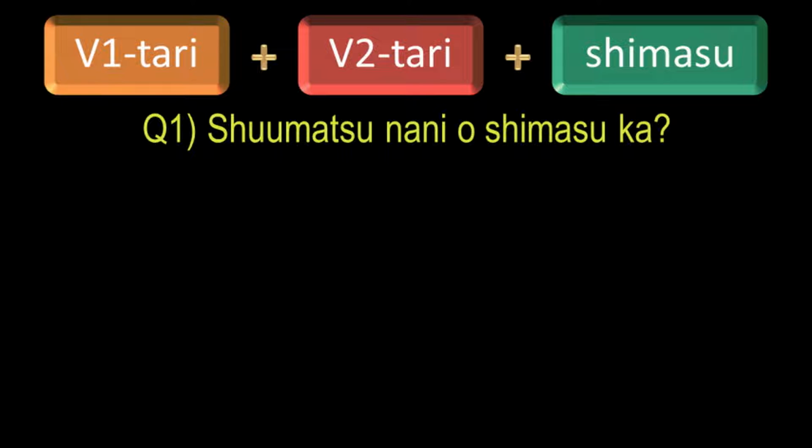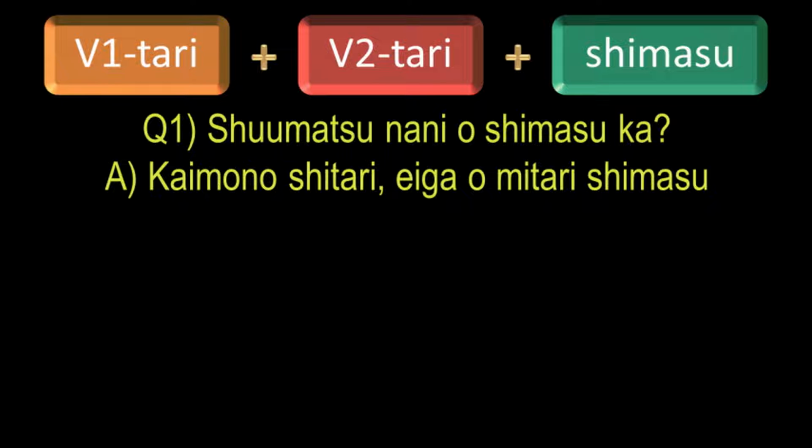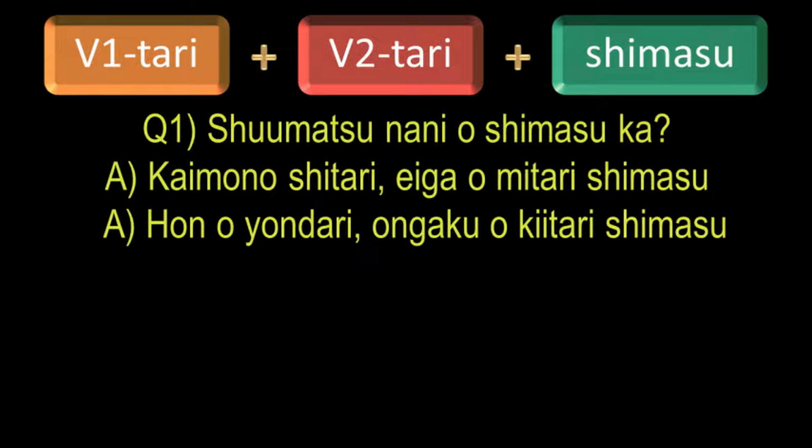Let me give you a few examples and the usage will become clear. To say I do shopping and see movies, among other things, in Japanese it will be kaimono shitari, eiga o mitari, shimasu. As you can see, we have added ri to the ta form of verbs. Let me give you another example. To say I read books and listen to music, among other things, in Japanese it will be hon o yondari, ongaku o kiitari shimasu.